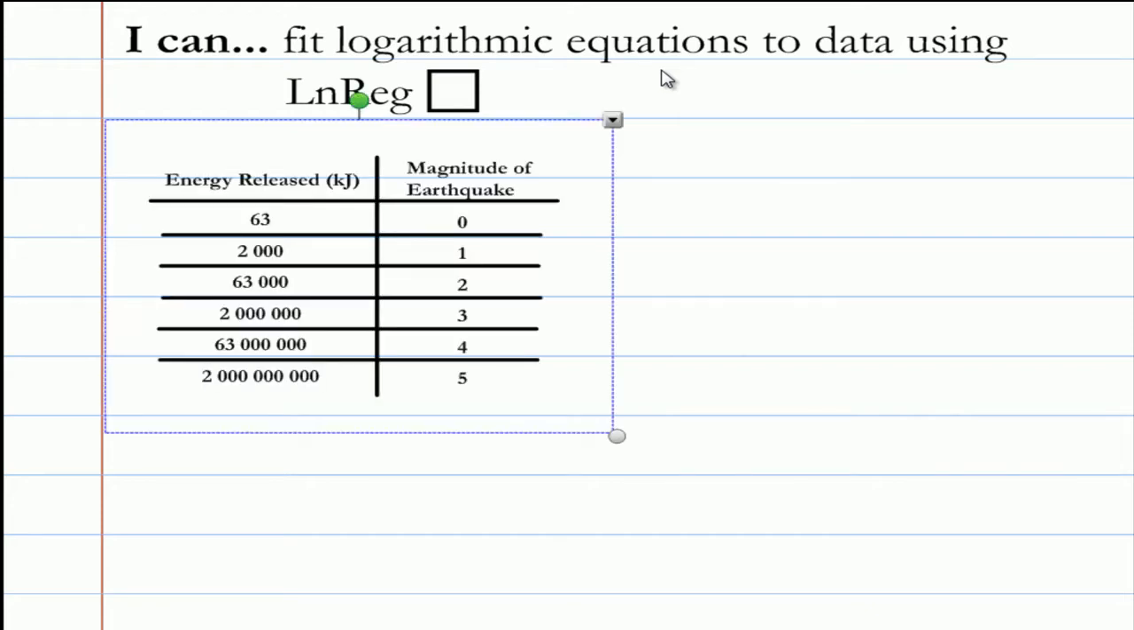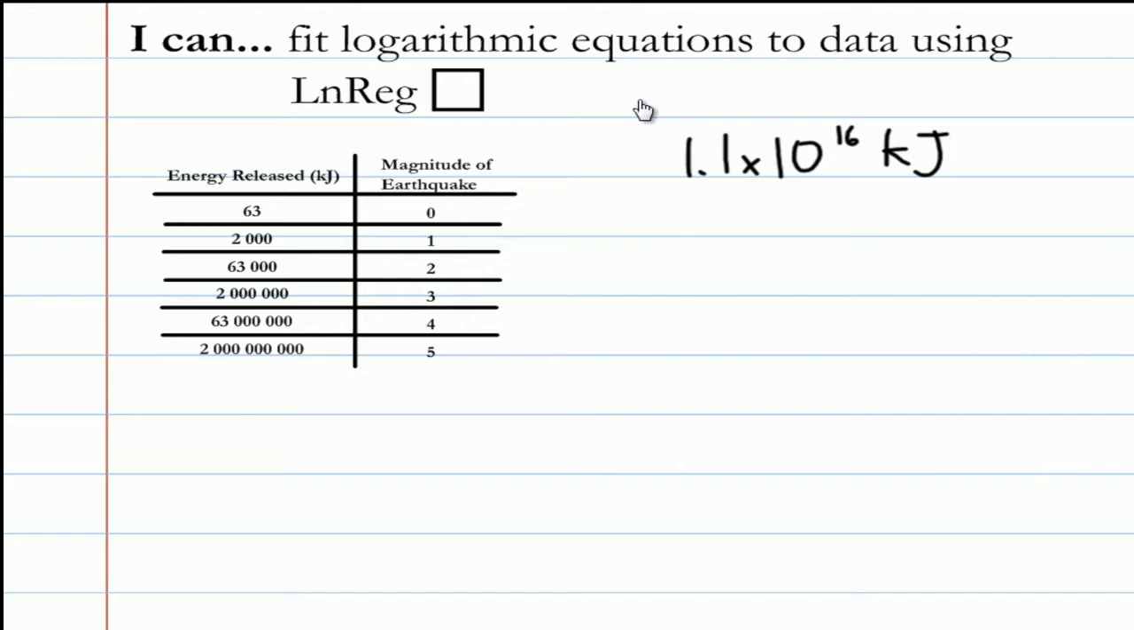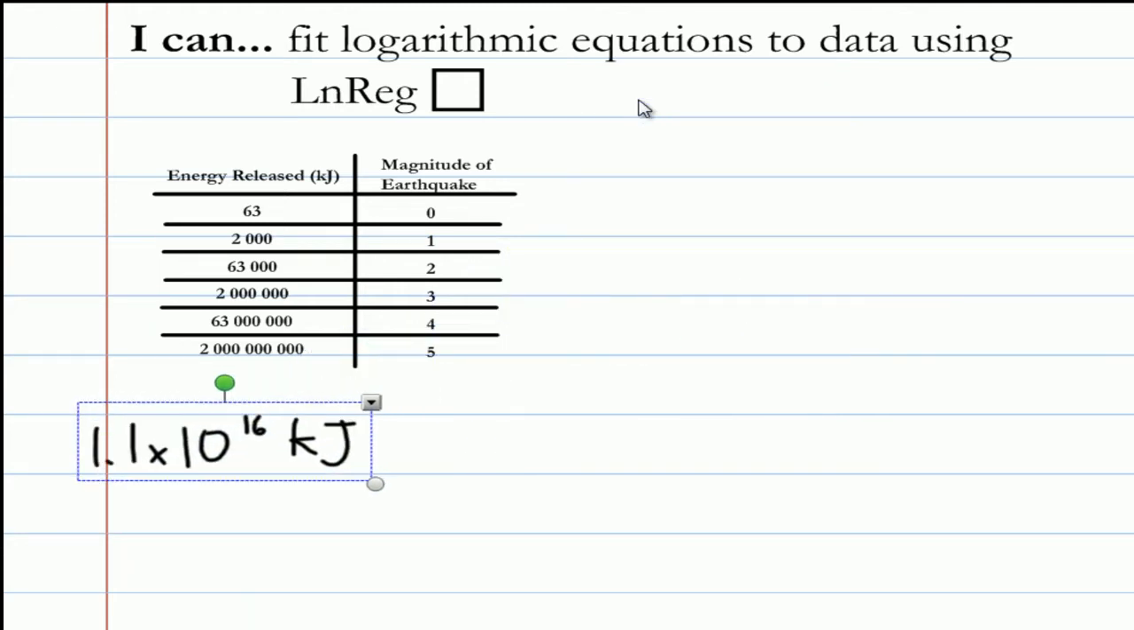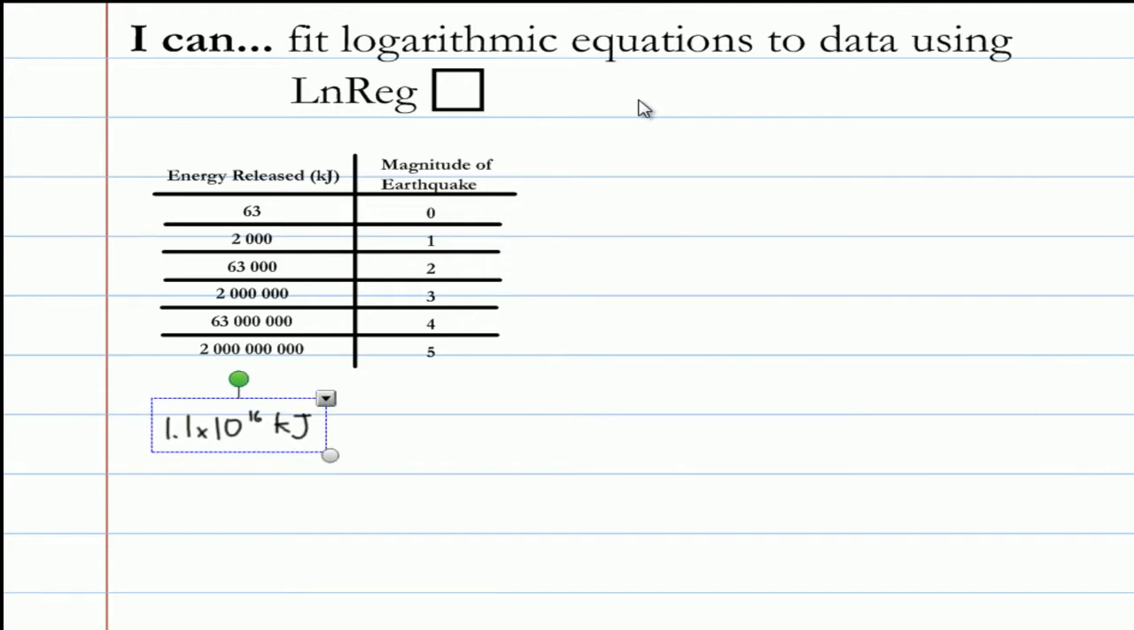On page 473 of your textbook, there is a table showing the magnitudes of various earthquakes and the energies released. So the question is asking us, given this energy of earthquake, what is the corresponding magnitude for this? In order to do that, we need to find a logarithmic function that fits this data. So we need to pull out our calculators.